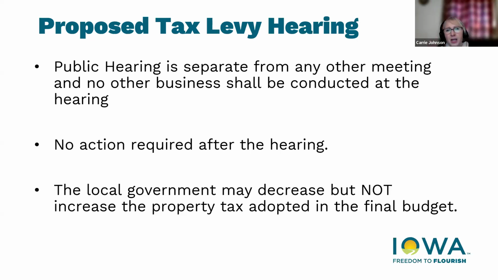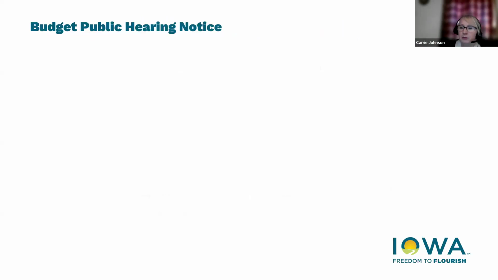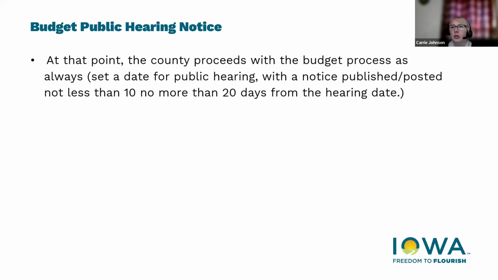One thing to keep in mind, though, is whatever you publish for that notice and in that mailing, whatever you publish that you're going to ask for in revenue in tax, you can decrease from that as you go through the rest of the process, but you can't increase when you adopt your final budget. So hold that first hearing, you hear from your citizens on how they feel about your proposed tax. At that point, you proceed with the budget process as always.